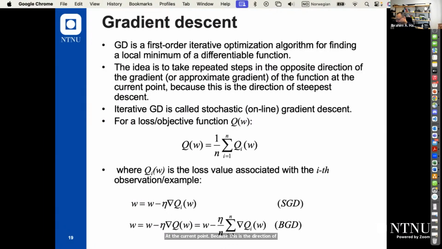Iterative gradient descent, we call it stochastic gradient descent, and stochastic gradient descent we also call online gradient descent. So it's okay.